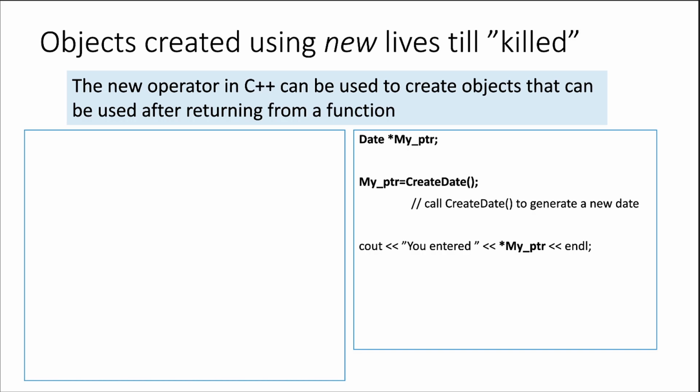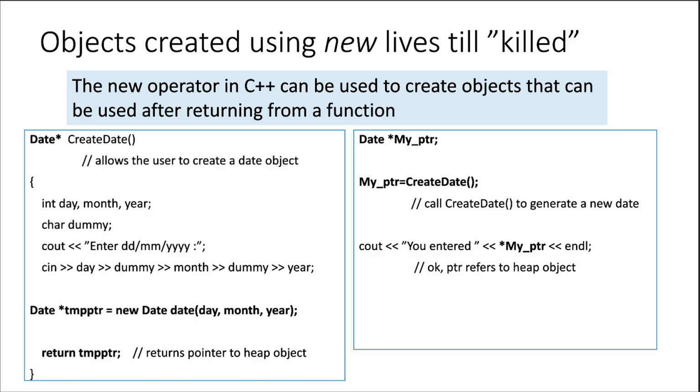Then you entered this value, cout. Now look at this side of the code. So this create date code is here. Create date allows the user to create a date object. So int day, month, year, character dummy, cout, enter dd, mm, yy. So you enter all those, dd, mm, and that value will now get stored. Observe here: new date of day, month, comma, year.